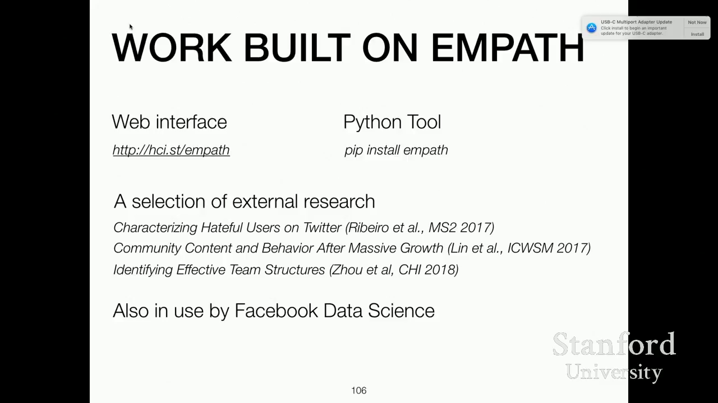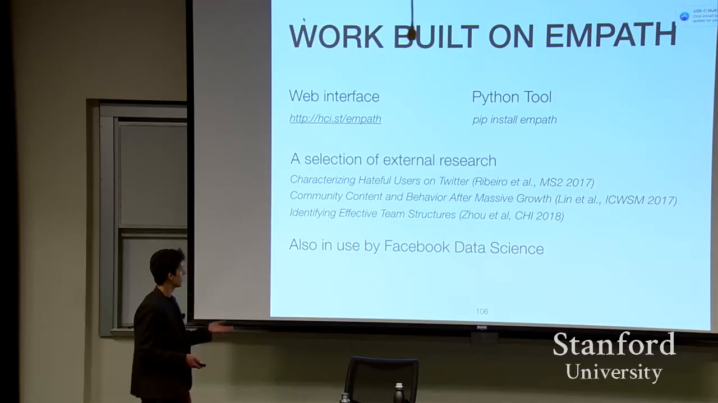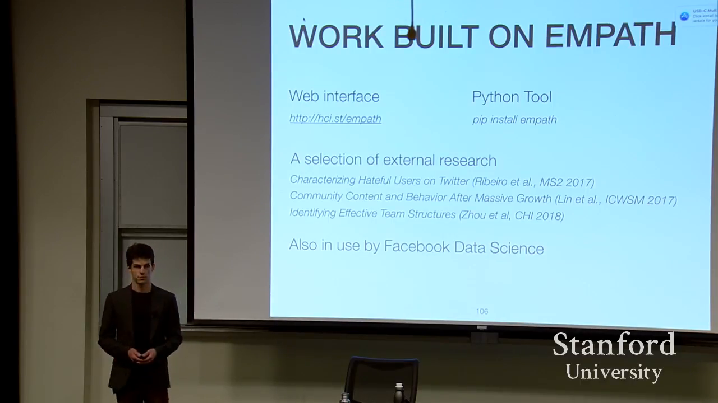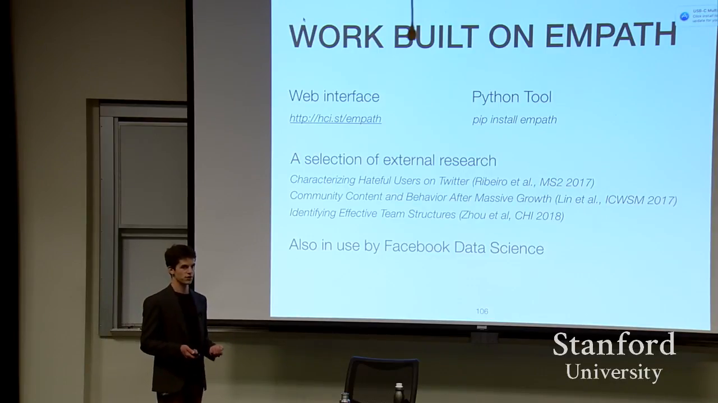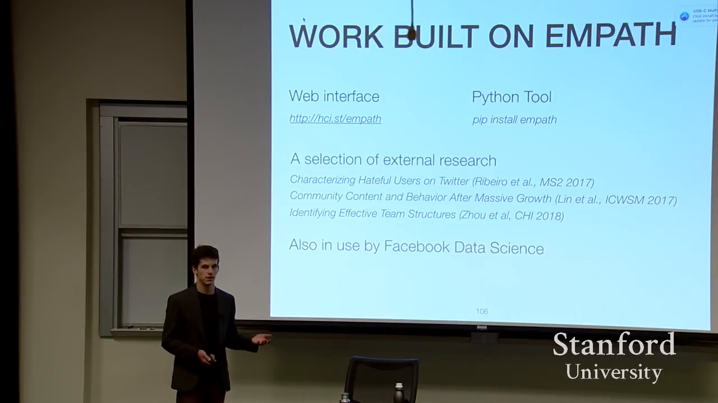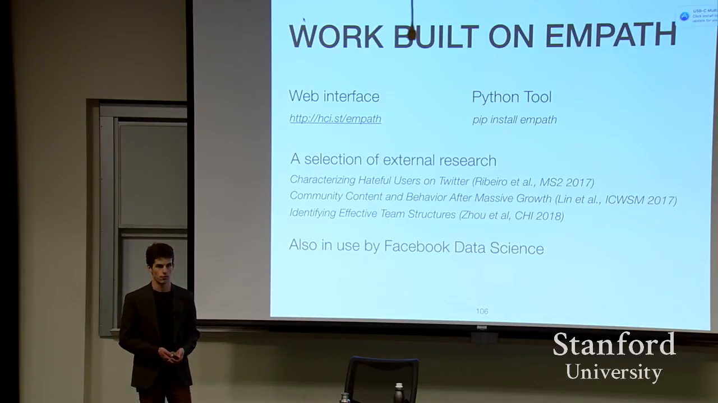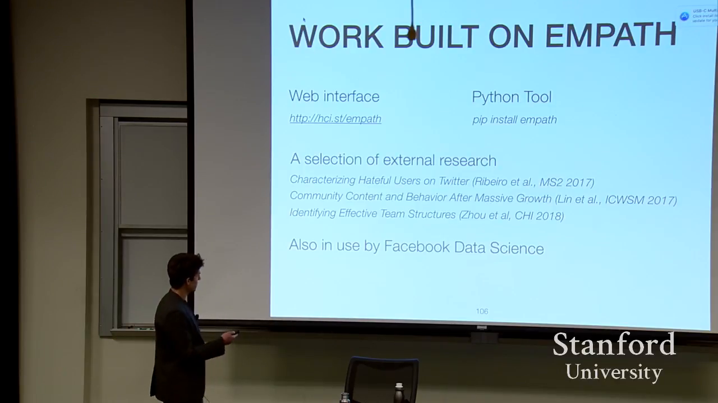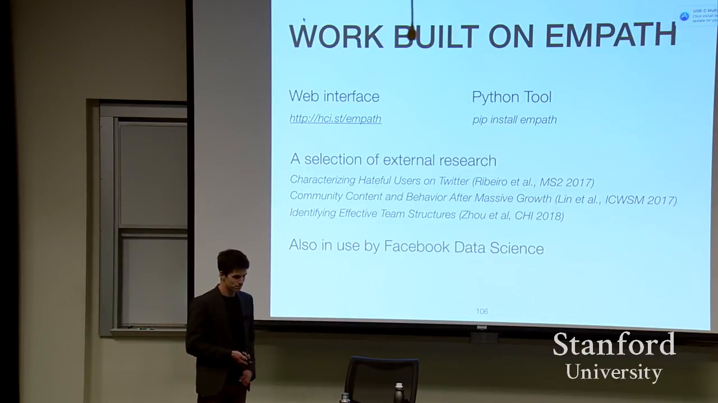And this has been picked up and used by a number of external researchers. So people have used it, for example, to characterize hateful speech on Twitter, to look at linguistic trends as communities grow over time, or even to look at linguistic differences between effective and non-effective team structures. And this work has been published in pretty respectable venues like ICWSM or CHI. Or sorry, is it CHI? Yeah, CHI. Also, it's in use by Facebook Data Science.